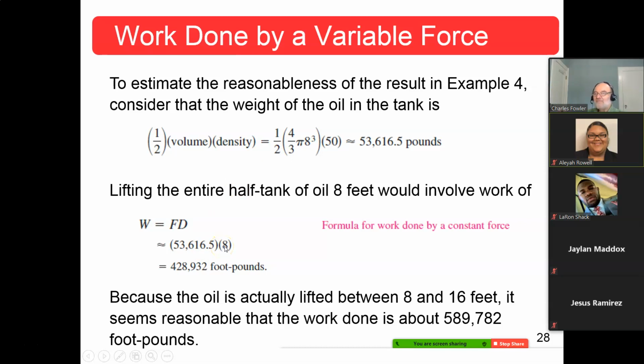Okay. Well, 8 feet wouldn't get you to the top, so you still have more to do, because the oil is actually lifted between 8 and 16 feet. The biggest part at 8, but then the smaller part at 16. Seems reasonable that something greater than this would be your answer, and we got something greater than that. Again, that's just reasonableness. It's not a proof. Okay. Now, that was example 4.